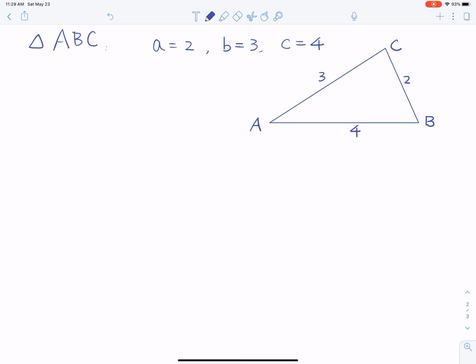Do we use the law of sine, or another law? This is not the other law. We have A, B, C. Use the law of cosine.